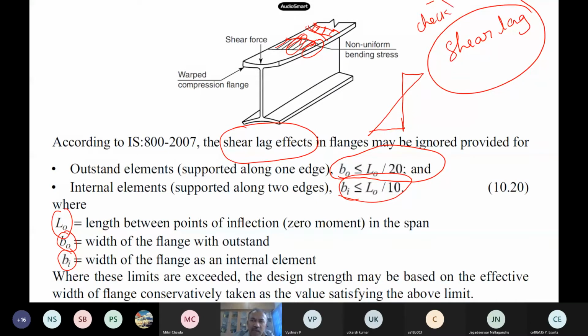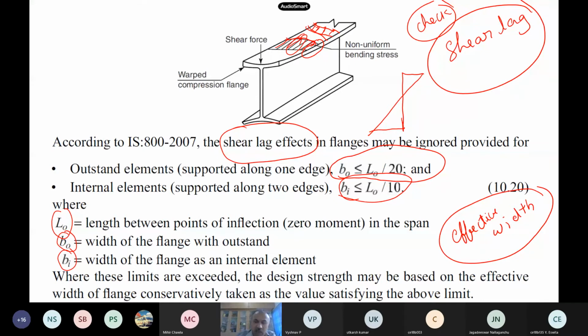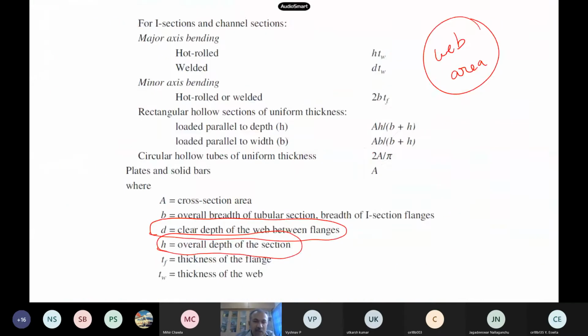Okay. So for the shear lag, if these limits are not satisfied, then you have to do some other extra things. They say that you can reduce the effective width of the flange. So effective width, like you are reducing the area, or the capacity has to be reduced. So this is also another case which you may have to consider in the design of beams.